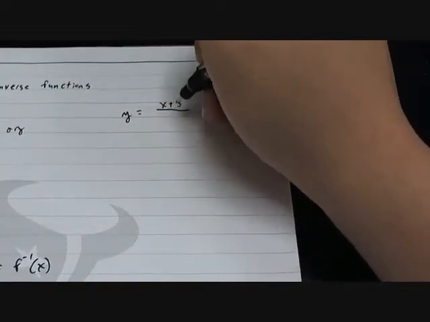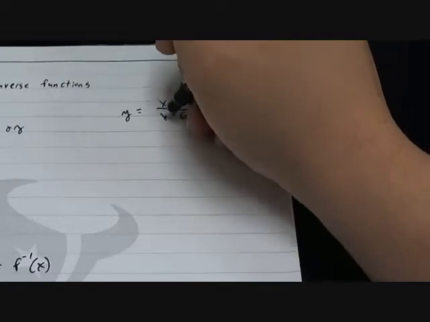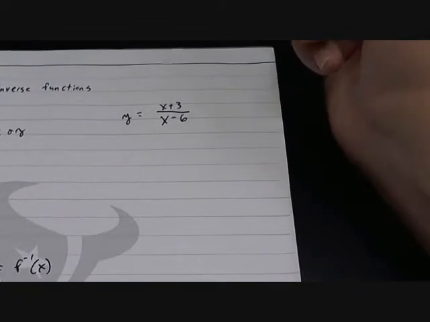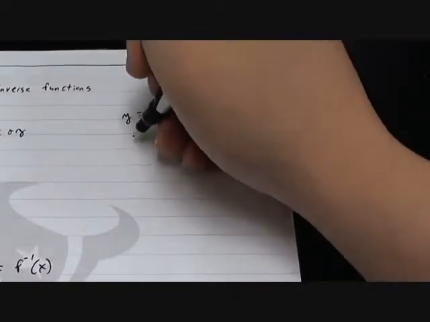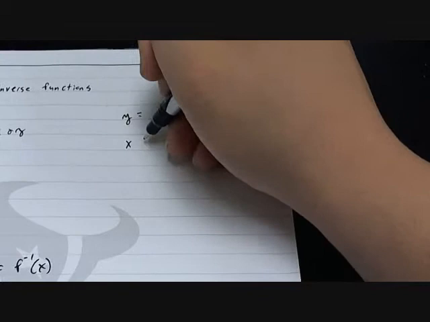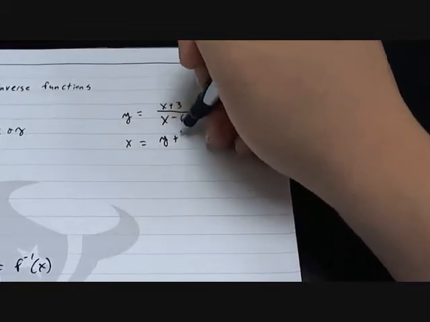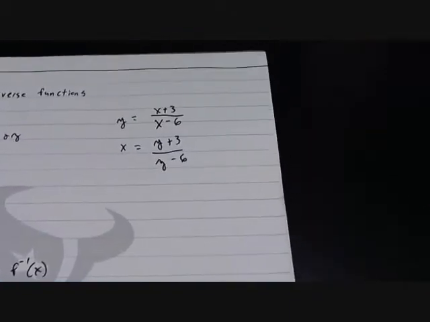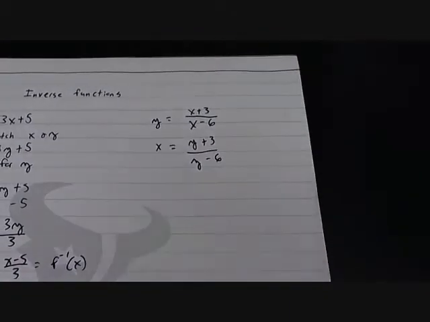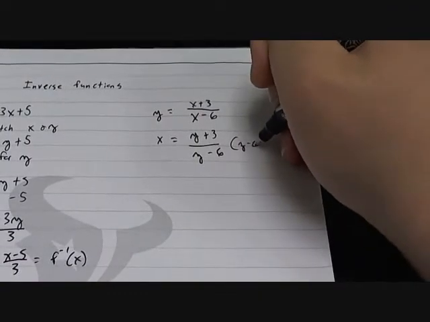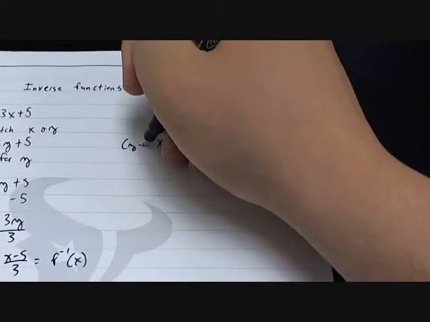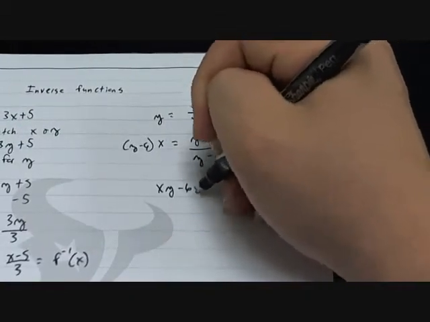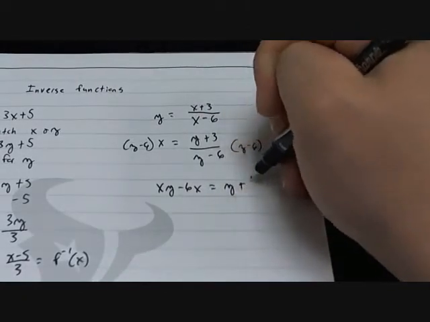Okay, another example, which is a little bit harder, but still easy. It's a rational function. Finding the inverse of a rational function. So let's say y is equal to x plus 3 divided by x minus 6. Again, step 1, switch your x and y's. So x is equal to y plus 3 divided by y minus 6. Now multiply this by y minus 6. So you're left with xy minus 6x is equal to y plus 3.